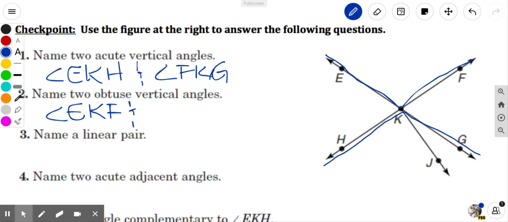And HKG. Whoops, I forgot my angle symbol. See, just after I said my angle symbol, I had my angle symbols. All right, HKG. Okay, a linear pair.